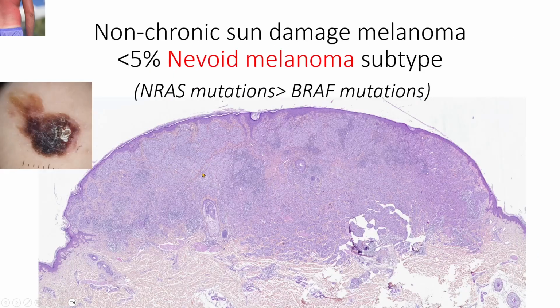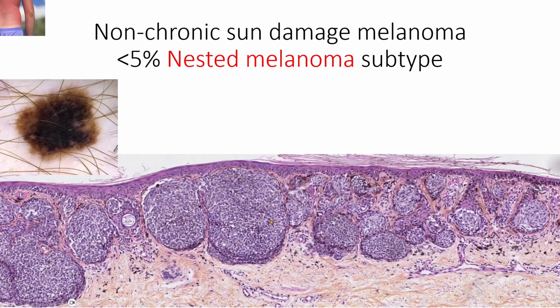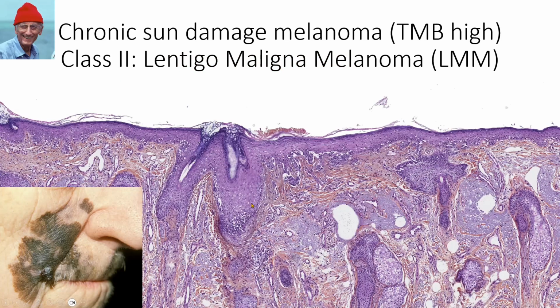But not all cases are SSM. There's also the nevoid melanoma subtype, which is rare. These usually have more NRAS than BRAF mutations. And also the nested melanoma subtype, which is a slow growing atypical lesion that is also part of maybe nevoid cytomorphology. The second class is chronic sun damaged melanoma, which means there is high tumor mutation burden.